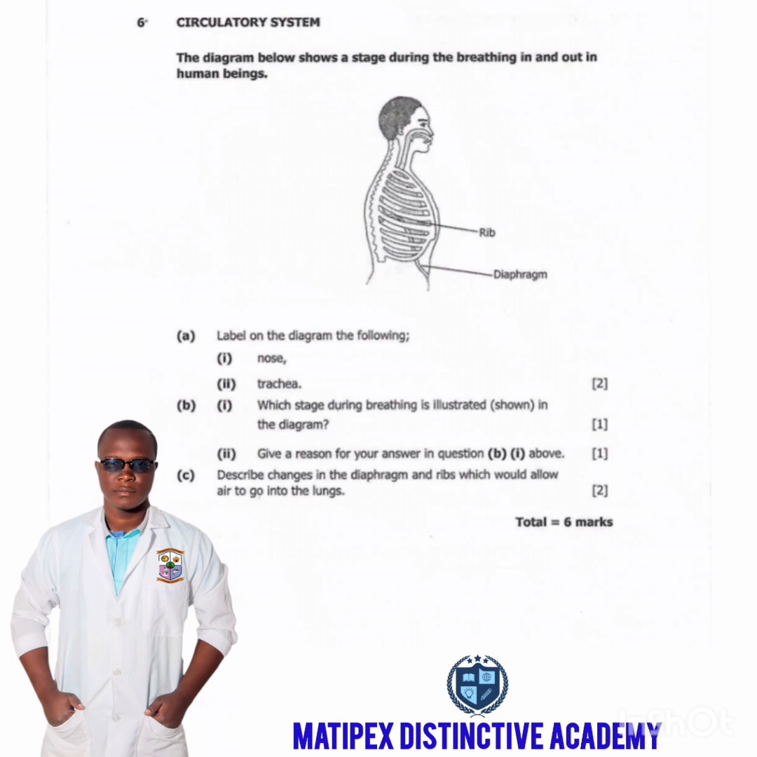Okay, question B, Roman numeral 1. Which stage during breathing is illustrated in the diagram? So the stage which is illustrated is the stage of expiration. What has guided us is the shape of the diaphragm. We know during expiration, the diaphragm curves or makes a dome shape. So no wonder the answer is expiration.